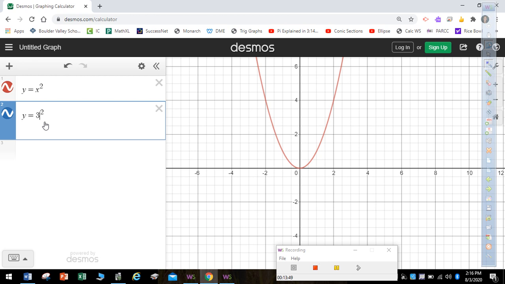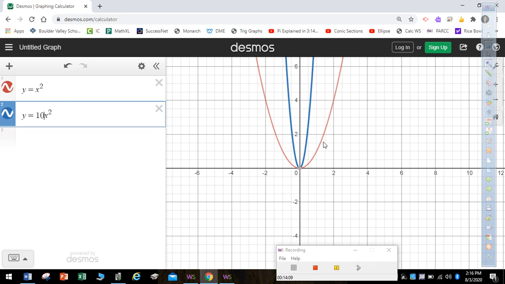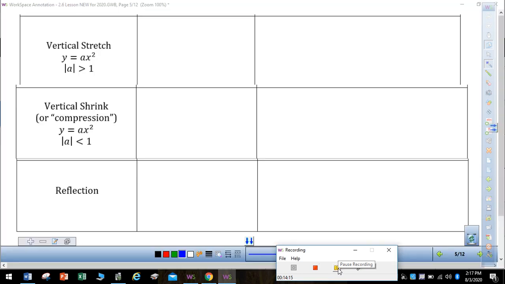It's skinnier. A 4 in front. Whoops, I got rid of my X. A 4 in front is even skinnier. We could do something like a 10 in front. So that is a vertical stretch. I showed it to you on the parabola, but it's going to work the same way for absolute value. It works the same way for square root.